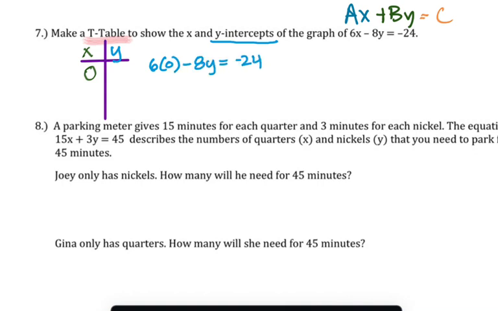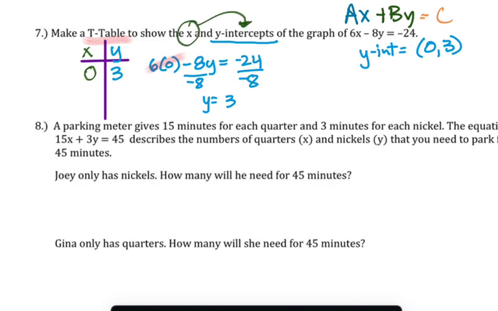And I can see it's going to cancel out the x value. And I simply divide by the b in front of the y, that -8. And I get that y is 3 when x is 0. It's the only time that y is 3, when x is 0.